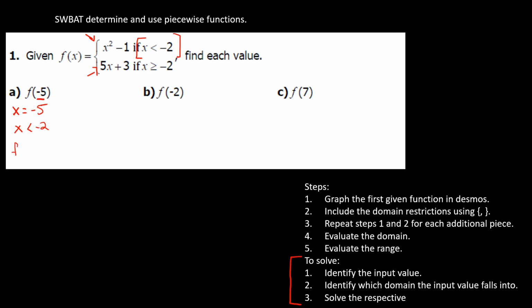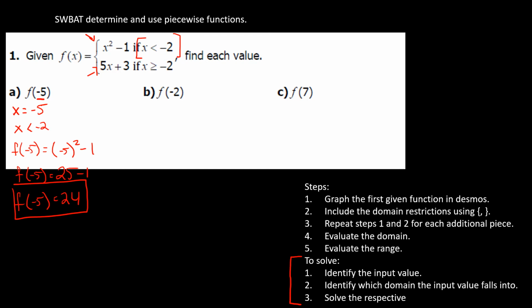We would say f of -5 equals, in parentheses, -5 squared minus 1. So f of -5 is equal to -5 squared, which is positive 25, minus 1. So f of -5 is 24.